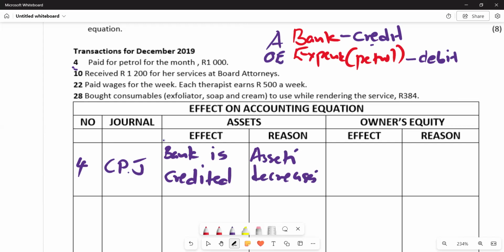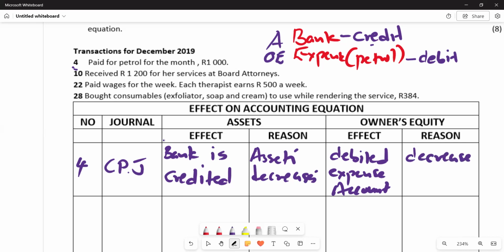Then we go to owner's equity. We're saying we have expenses as owner's equity. So the effect that we have there is debited expense account. Remember, petrol account is an expense account, and then the reason which we are having there is there's a decrease in owner's equity. A decrease in owner's equity. So this is what we have on the transaction report.